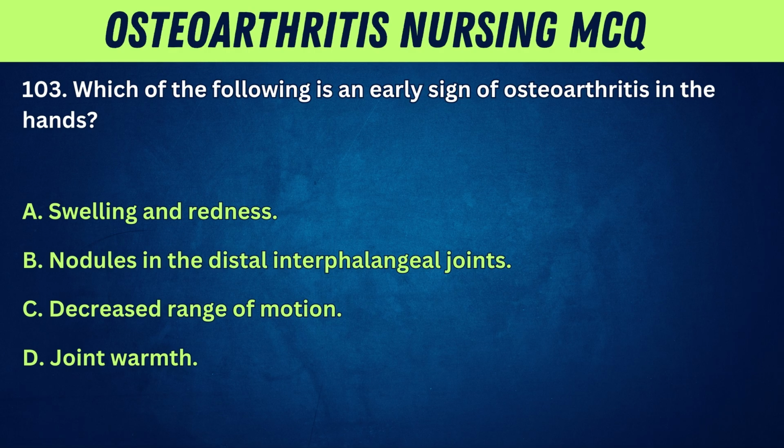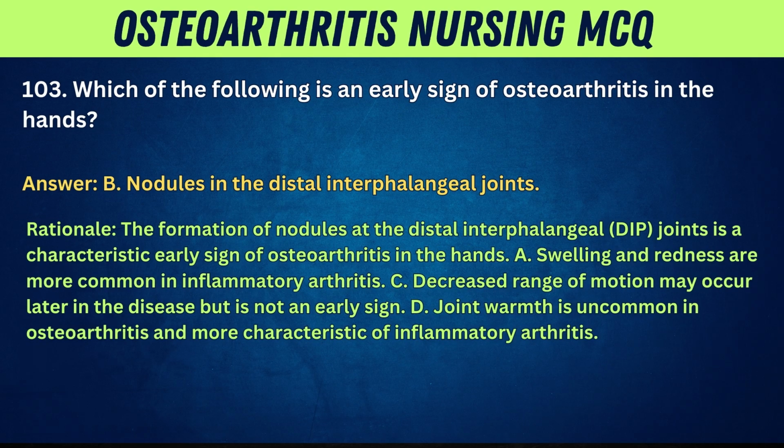103. Which of the following is an early sign of osteoarthritis in the hands? A. Swelling and redness. B. Nodules in the distal interphalangeal joints. C. Decreased range of motion. D. Joint warmth. Answer: B. Nodules in the distal interphalangeal joints.